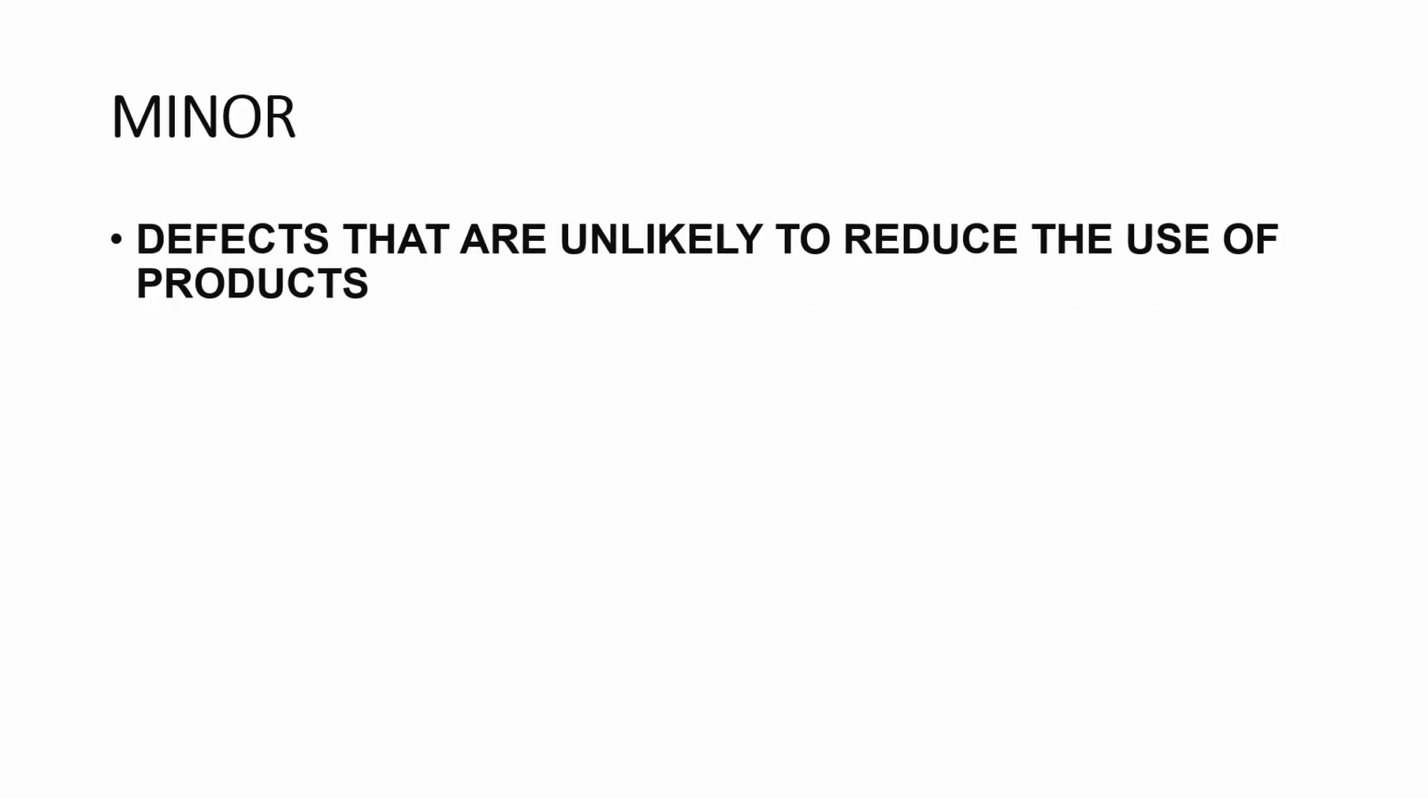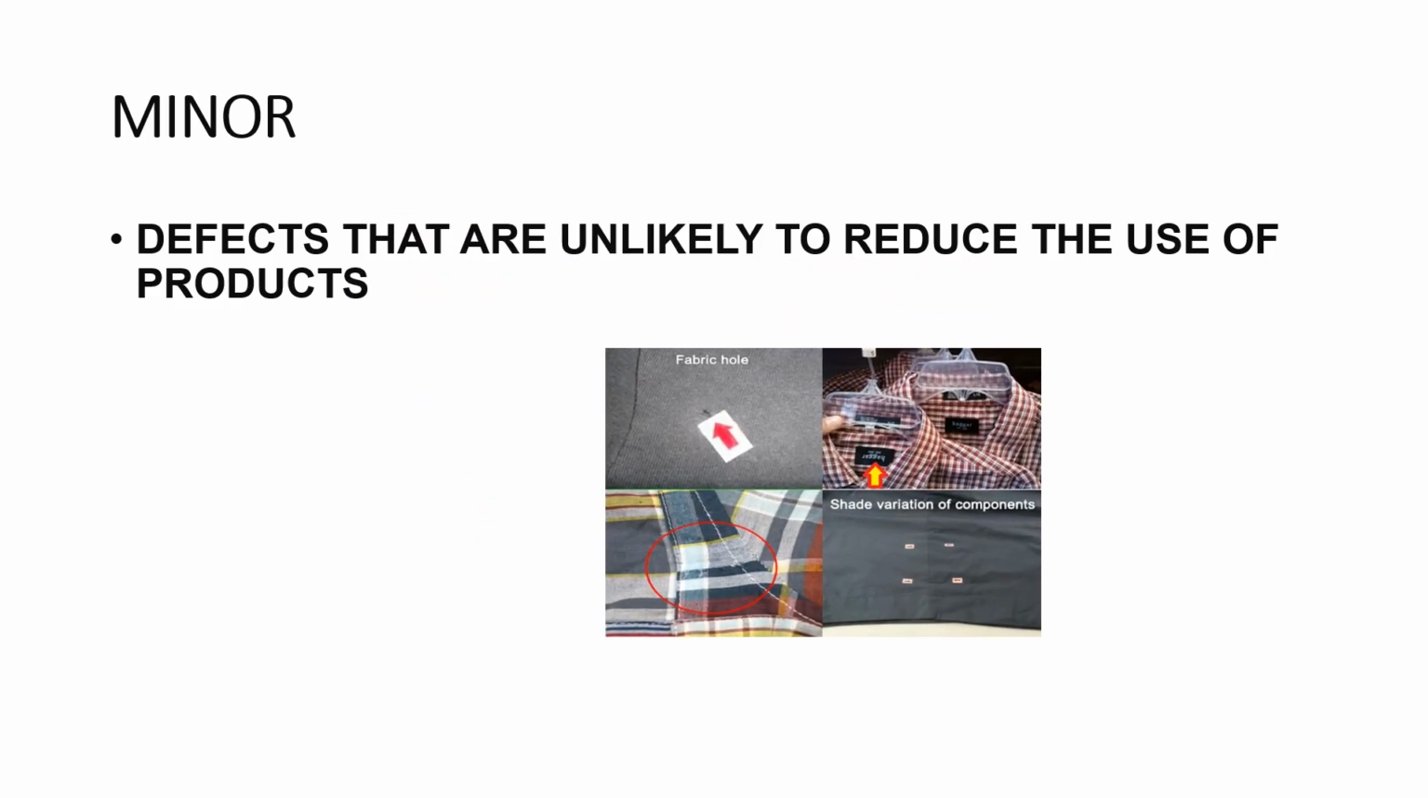Now let us come, students, to the minor defects. What do you mean by minor defects, and what different criteria are there for this minor defect? This kind of defect is unlikely to reduce the use of the product, you can still use it. And these are some of the examples before you. There are no major or critical things in the garment, but there are certain defects in the garment. But those defects are minor defects to the naked eye.